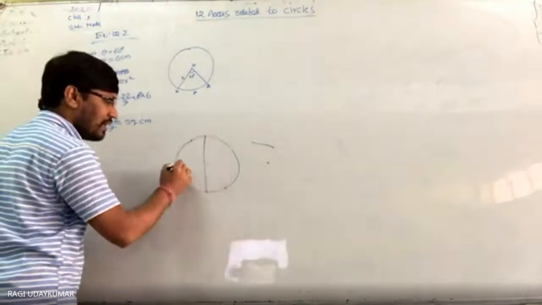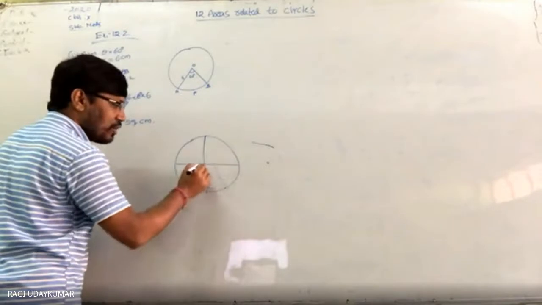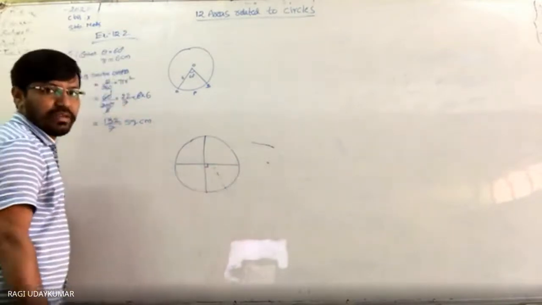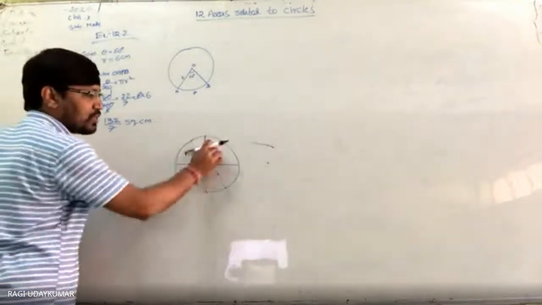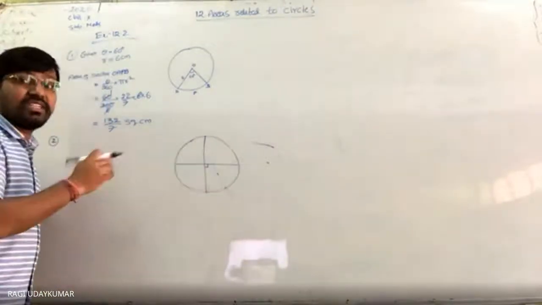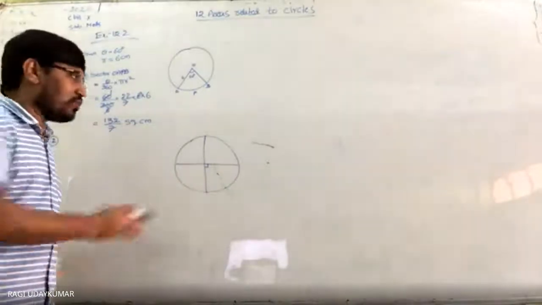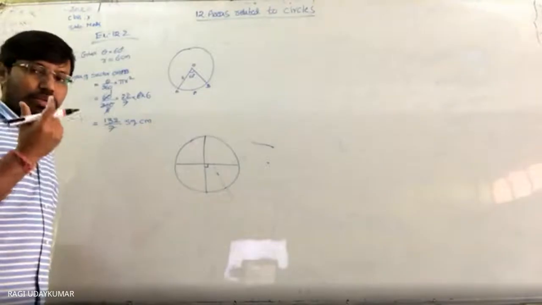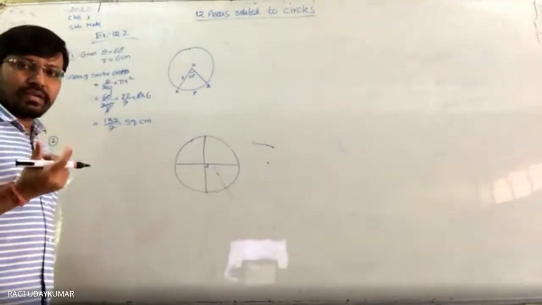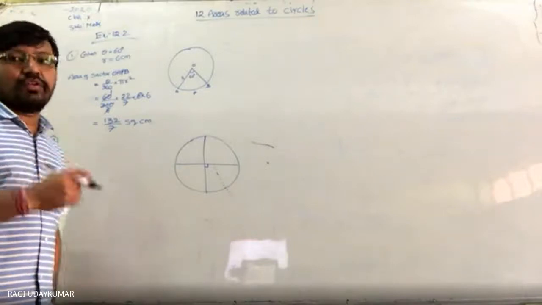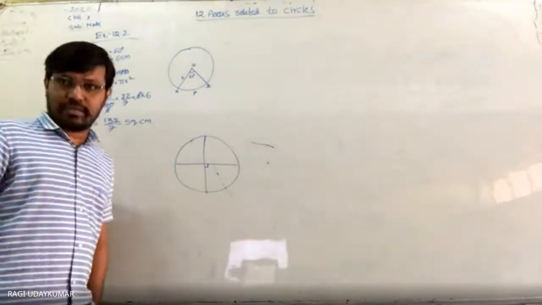If you divide the circle into 4 parts, this one part is called one quadrant. Already you have gone through coordinate geometry: first quadrant, second quadrant, third quadrant, fourth quadrant. Like that here also, quad, as in quadrilateral, is nothing but 4. So whenever you divide the circle into 4 parts, each part is called one quadrant.